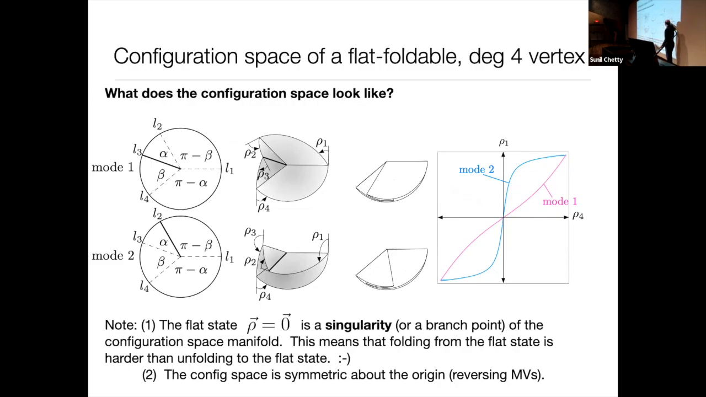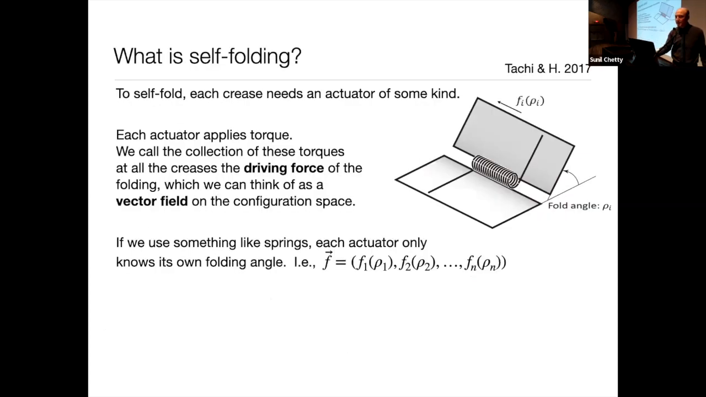But you can kind of imagine, if I was along mode 1 and I had some springs on each of the creases, it's going to push me in some direction. There's going to be some vector, some arrow, and there'll be bunches of arrows depending on where we are. So imagine you just have a vector field over this. That's basically what's happening, okay?